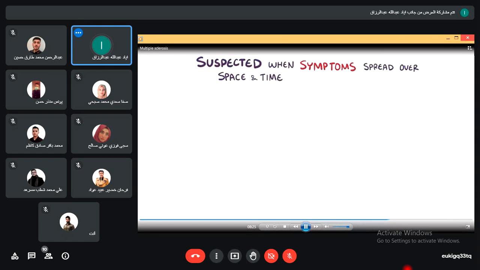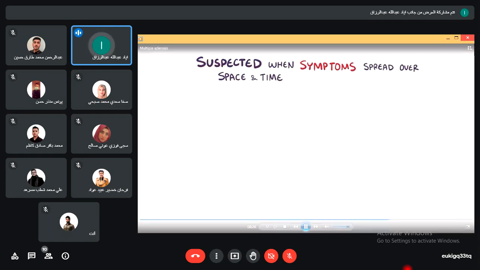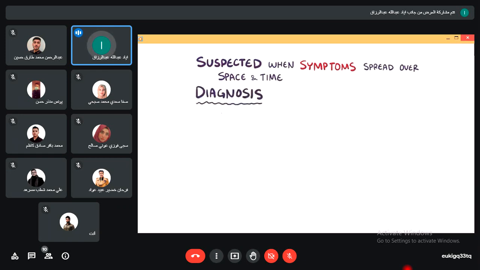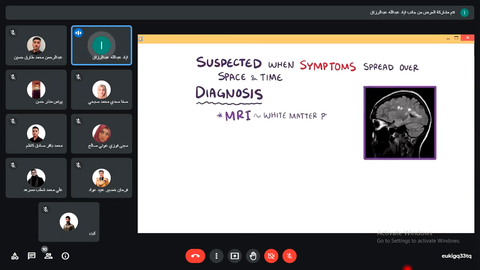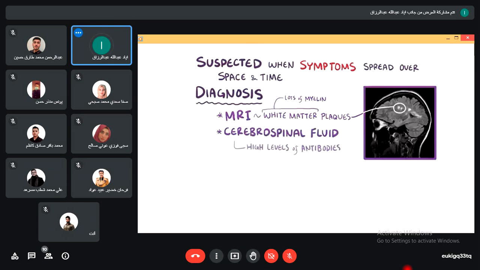The diagnosis of multiple sclerosis is supported by an MRI that shows multiple central nervous system lesions, called white matter plaques, since these regions tend to have a lot of myelin. Also, in the cerebrospinal fluid, there might be high levels of antibodies, which indicates an autoimmune process. Finally, a visual evoked potential can be helpful as well, which measures the nervous system's response to visual stimuli.